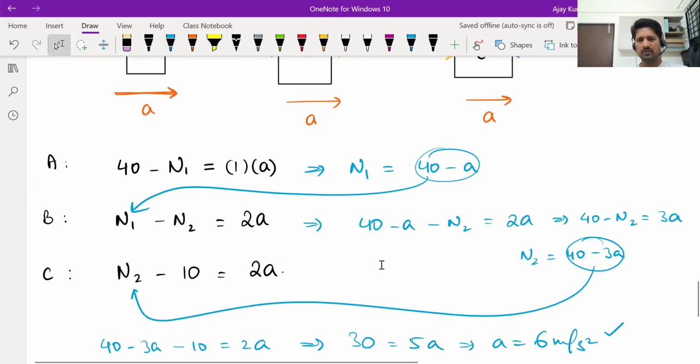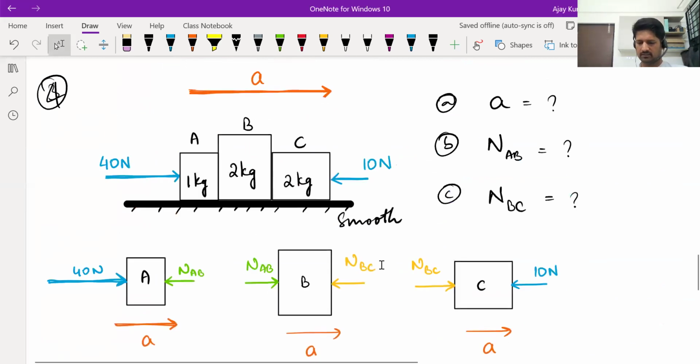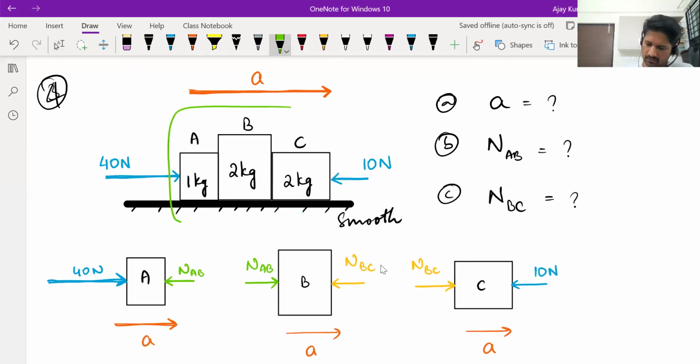Okay, that is one way to solve. I told you another way also in the last case itself. If you know that all parts of the system are going to move together, you can treat it as one large object. If you do that, the force from the left is 40, the force from the right is 10. There are forces inside. One force acts on A this way, one acts on B this way. One force acts on B this way, one acts on C this way. Listen, all of you, this point is very important.